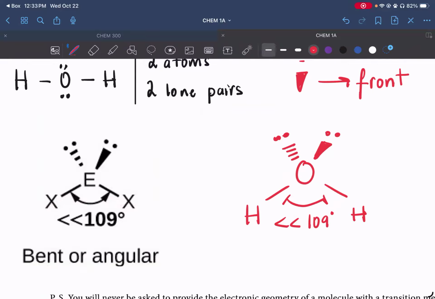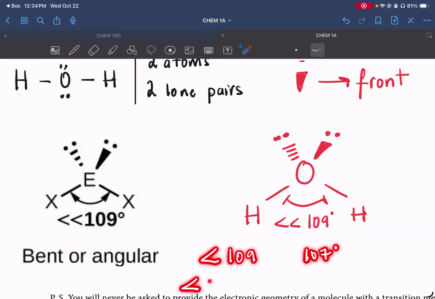Now, I'd like to point something out. Notice that there are two less than symbols here. That is on purpose. The multiple less than symbols just tell us it's much, much lesser than. For example, if I said less than 109, that could be somewhere like 107 degrees. If it's much, much less than 109, that's something closer to like 103 degrees. The point is that the number of less than symbols signifies the magnitude.